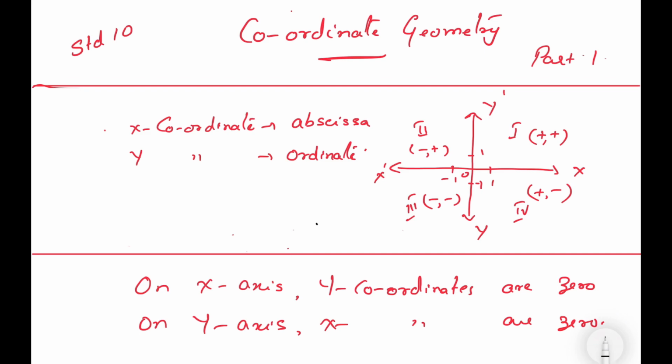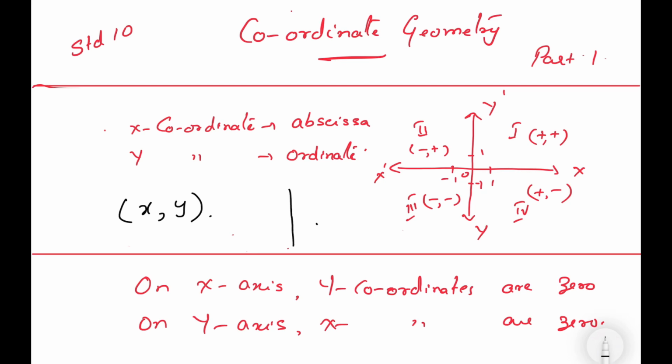The first thing that I am going to discuss is about the coordinates. So a coordinate is expressed generally as x, y. This you have already learned in standard 8 and 9. X is the distance of the point from the y axis, and y will be the distance of the point from the x axis.